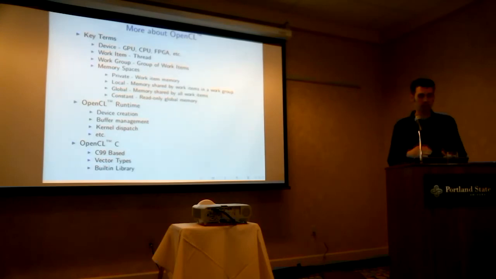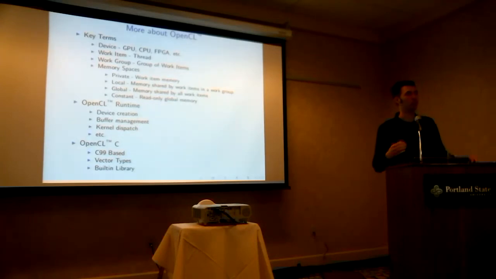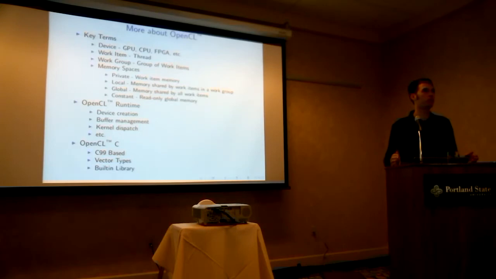And then the memory space is split up into four segments. There's private memory, where only a single thread or work item is able to access its own private memory. Then there's local memory, which is shared between work items in a work group. And finally, there's global memory and constant memory. Those are accessible to all work items in the entire dispatch. And constant memory is a subset of global memory which is read-only.